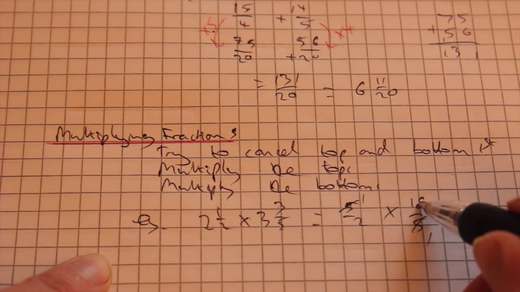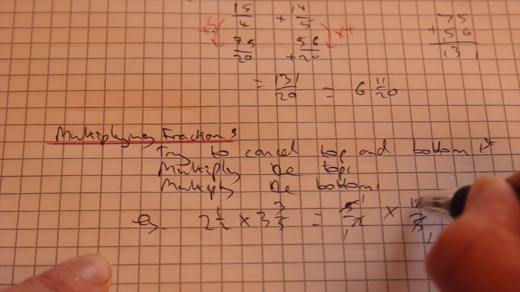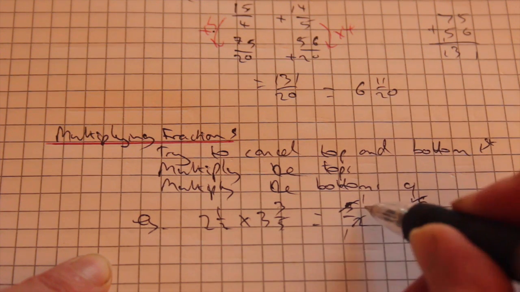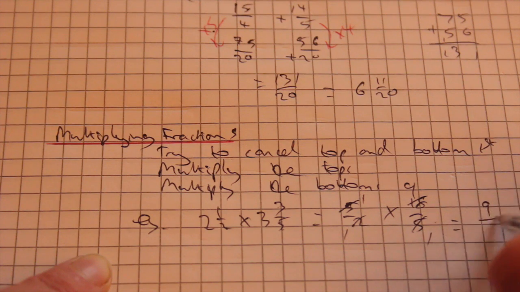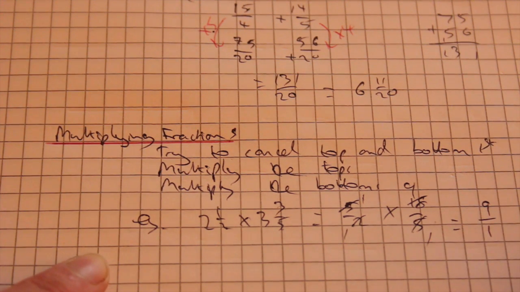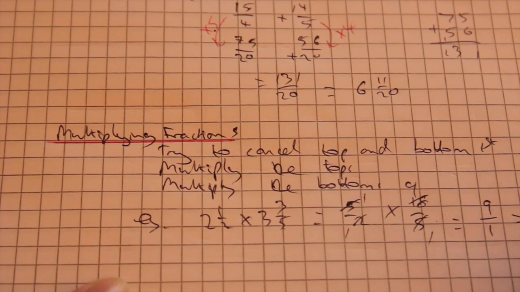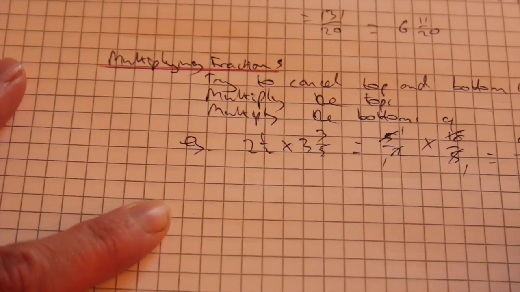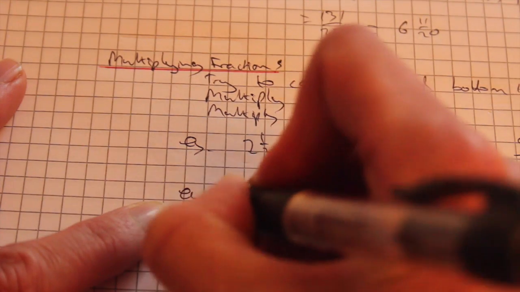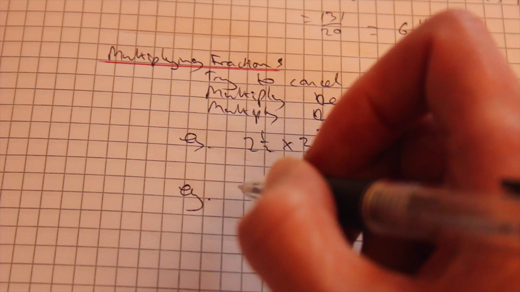2 and 18 also cancels. 2 goes into 2, 2 goes into 18. Multiply the tops, 1 times 9, multiply the bottoms. Now 9 over 1 is obviously just the same as 9, so you can leave it like that. We'll do another one, just to check that through. Let's see if we can get a more difficult one.